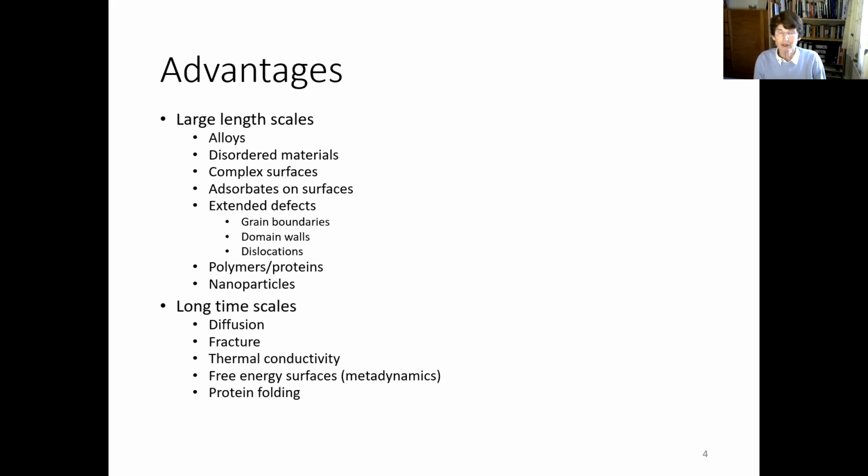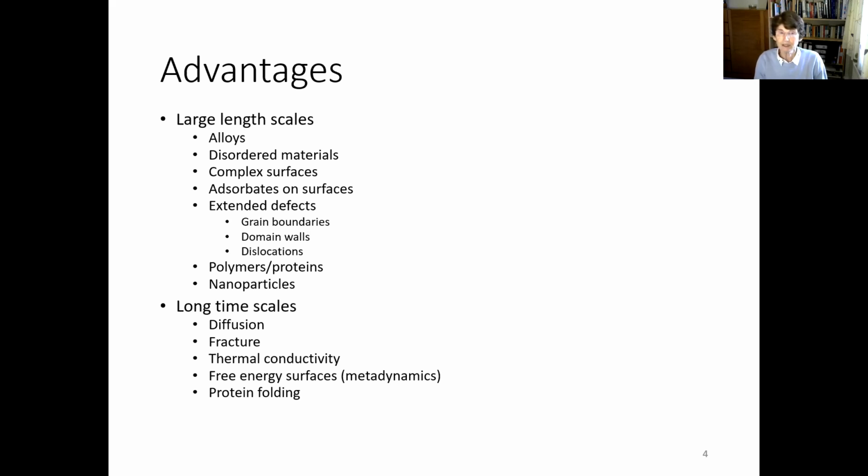Same is true for grain boundaries, domain walls, dislocations. These are all very large scale defects, so you need large unit cells. And clearly things like polymers and nanoparticles also need large unit cells. So a lot of these systems can't be treated in a satisfactory way with quantum simulations currently.